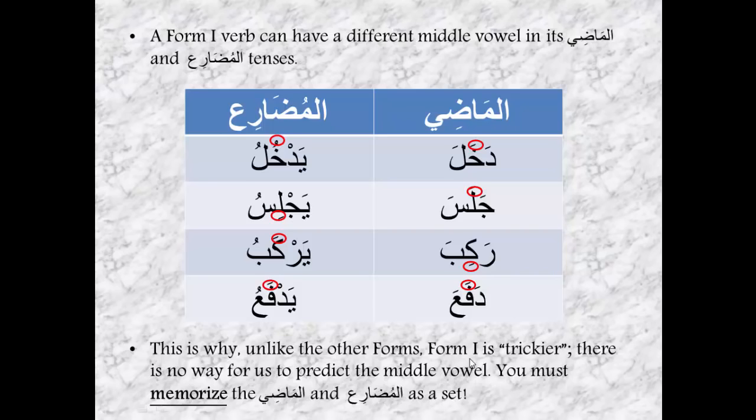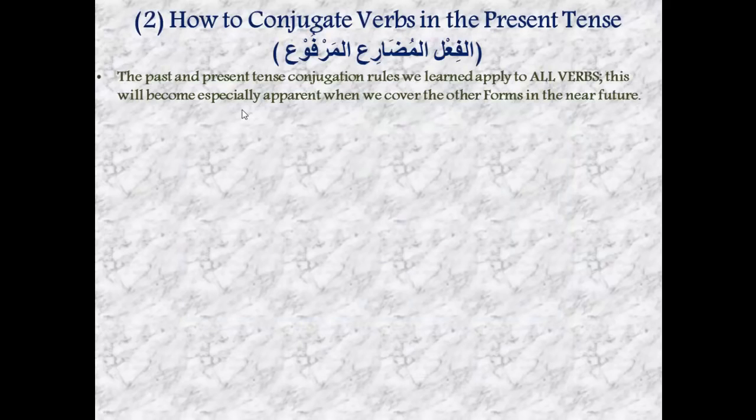You must, again I repeat, you must memorize the past and the present tense together as a set. Dakhala yadkhul, just like that. You repeat it together. Jalasa yajlis, rakiba yarkab, dafa'a yadfa'.